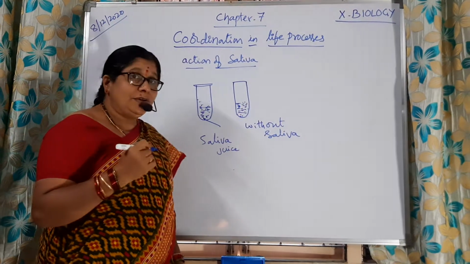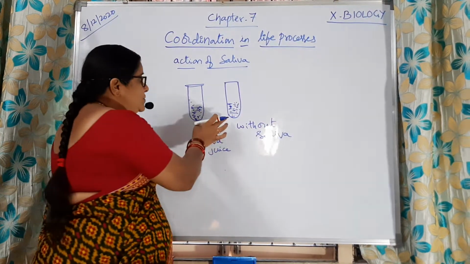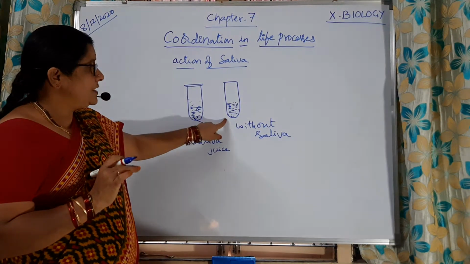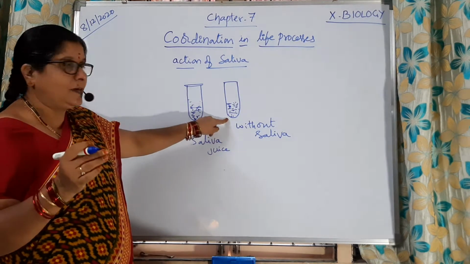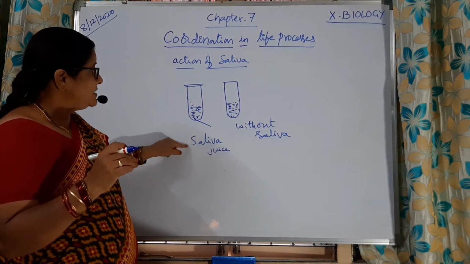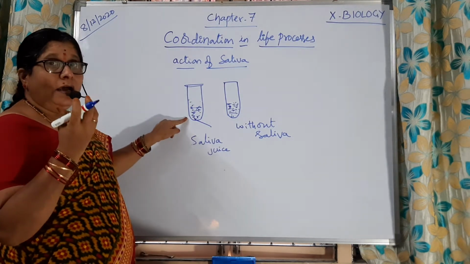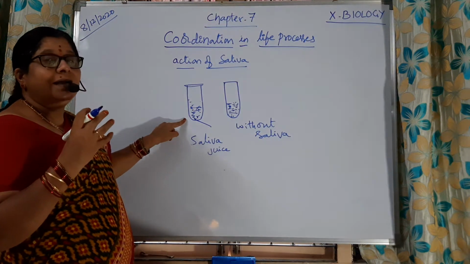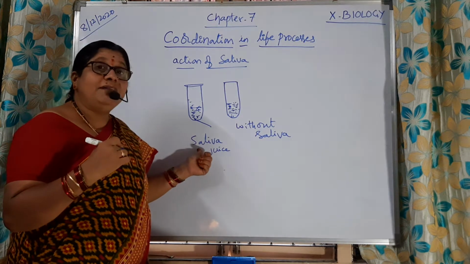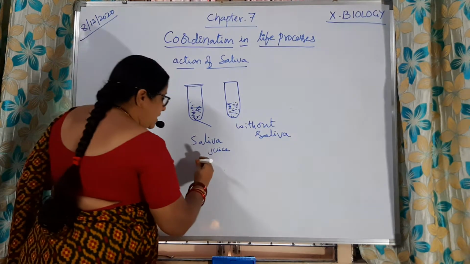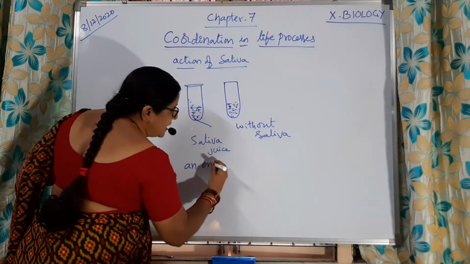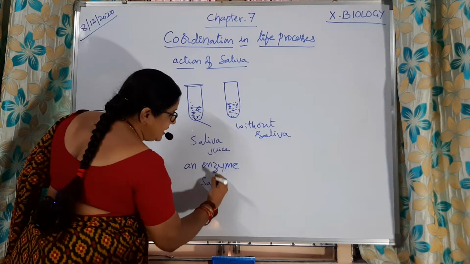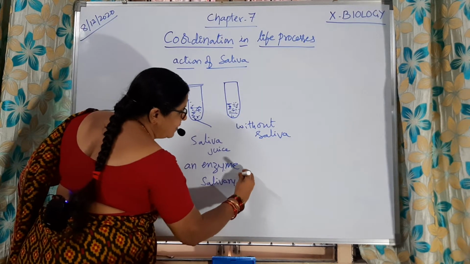If we add iodine solution to these 2 test tubes, some changes will be seen. Is it clear to you? No doubt, without saliva, the blue-black color will appear, showing starch is present, whereas here saliva is there along with starch, and that brings some change in the test tube. Why is it happening? Because the salivary juice contains a digestive enzyme called salivary amylase.